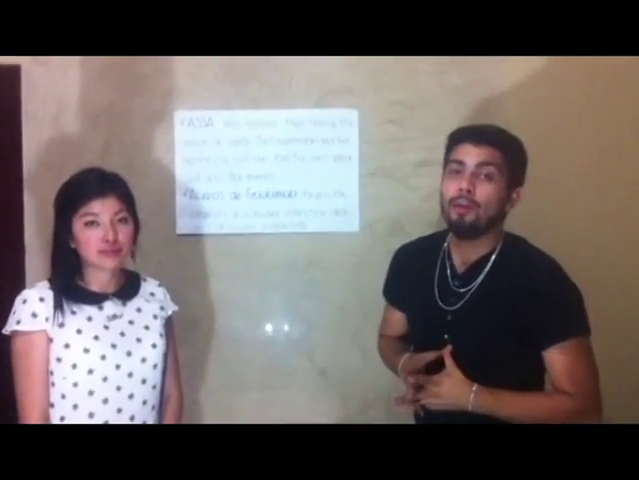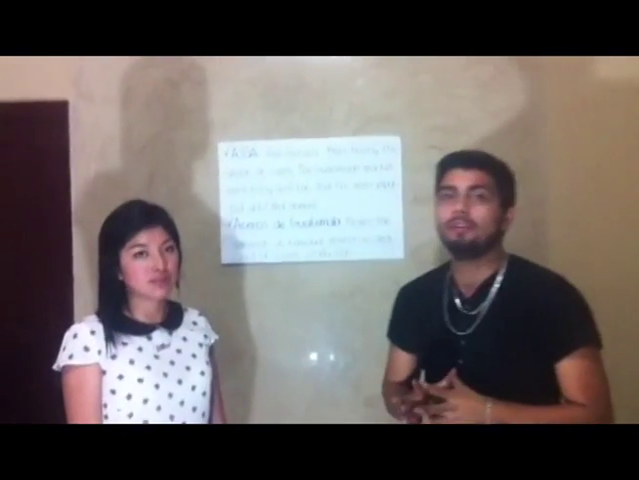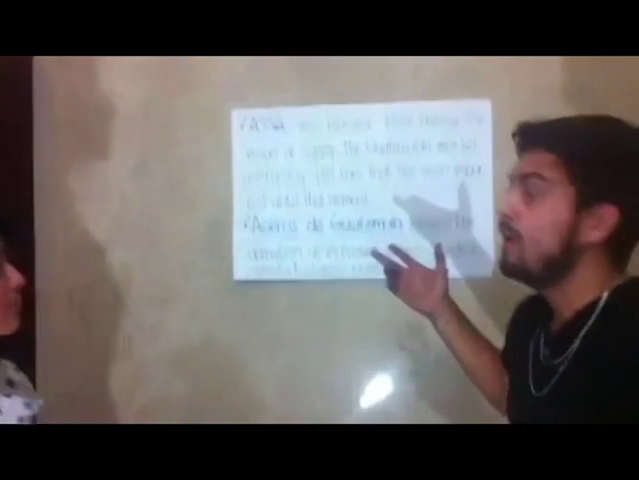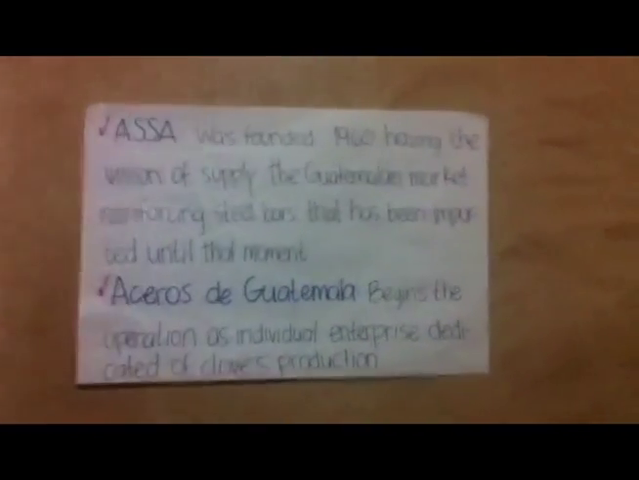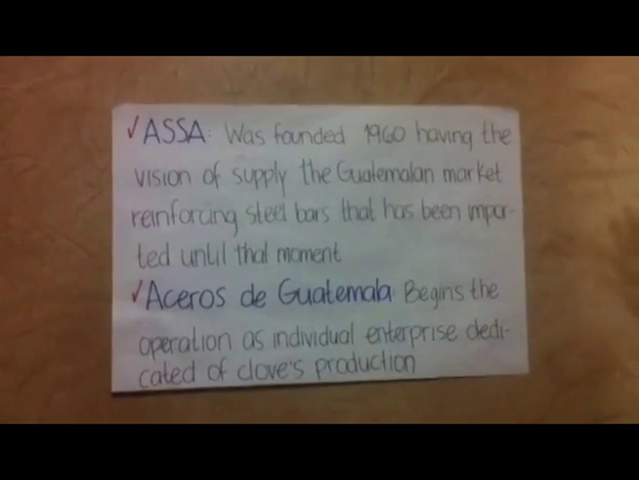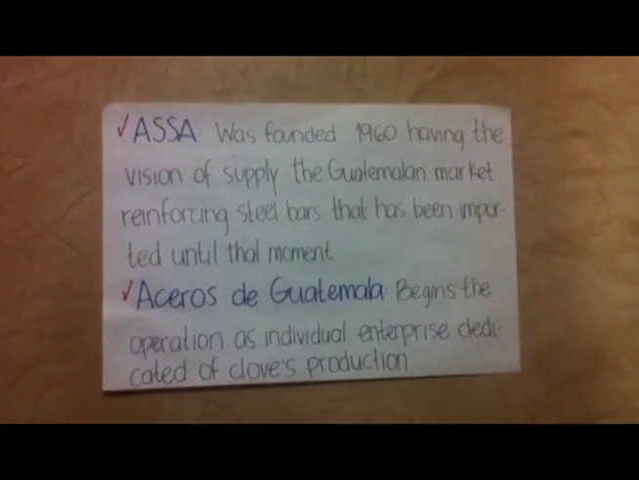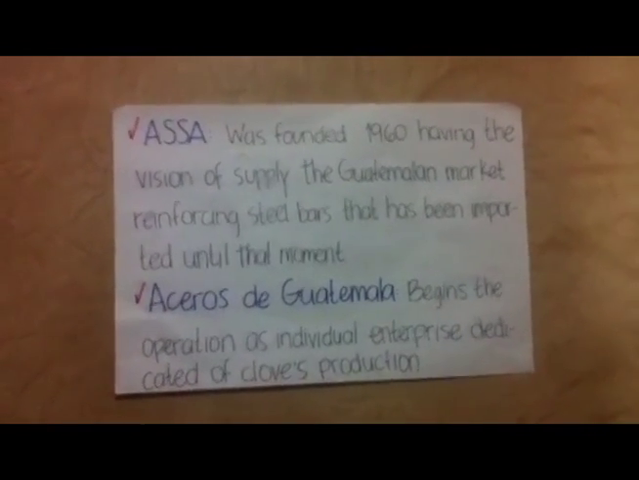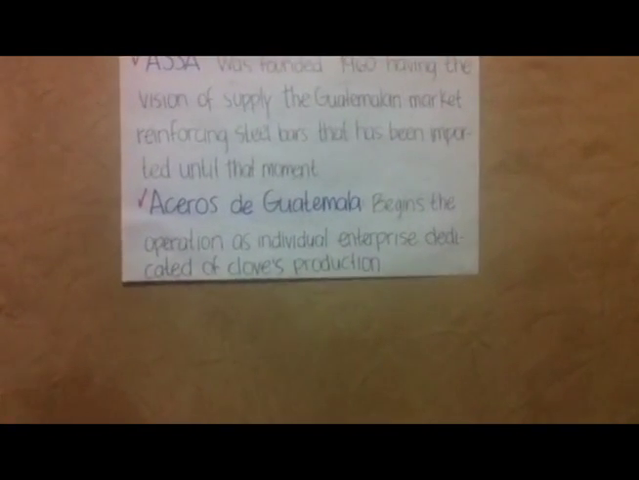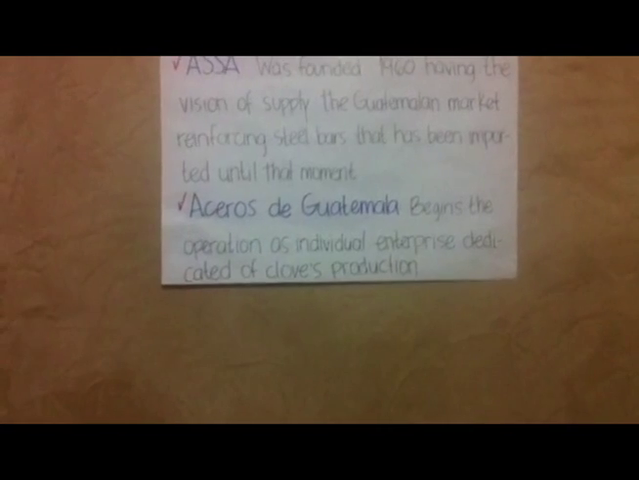Okay. Now we're talking about two companies that produce steel here in Guatemala. One of these companies is ASA. ASA was founded in 1996 with the vision of supplying the Guatemalan market, reinforcing steel bars that had been imported until that moment. Aceros de Guatemala began operations as an individual enterprise dedicated to cloth production and is now the biggest distributor of steel in Guatemala.